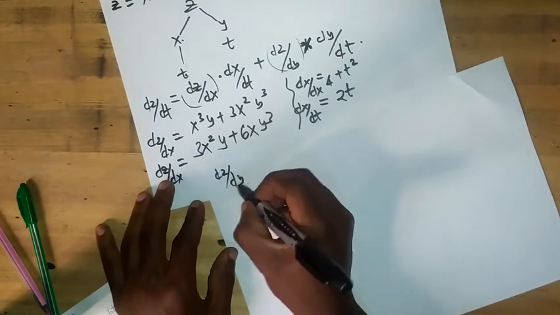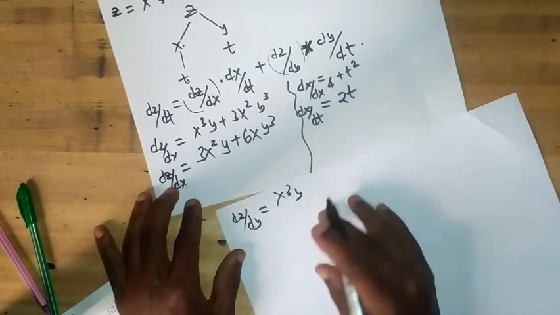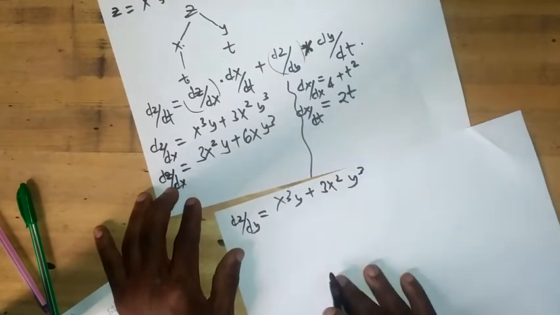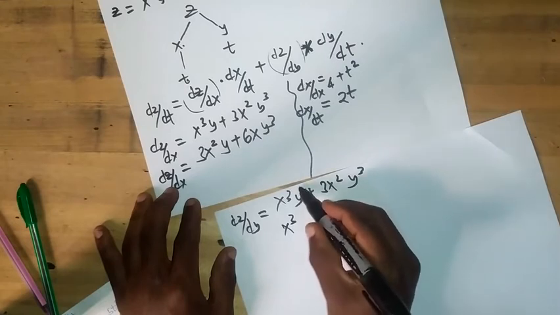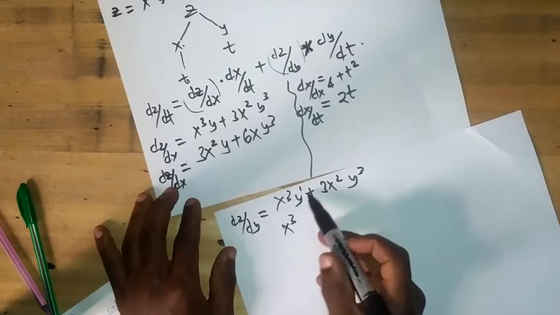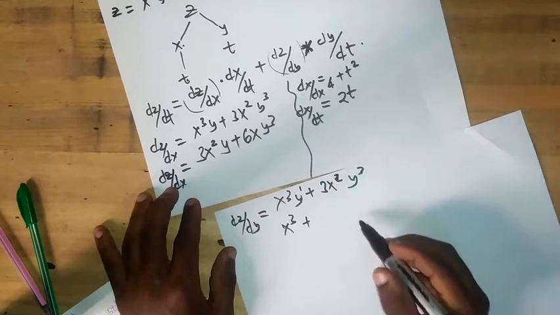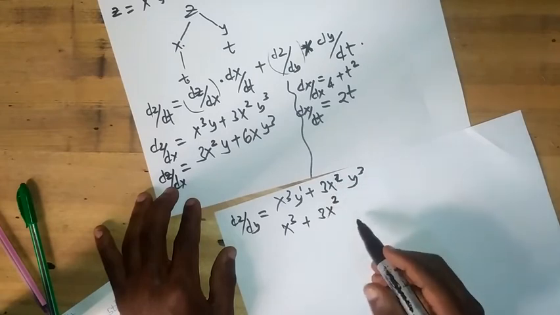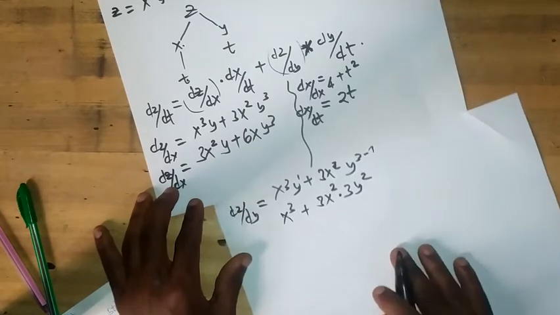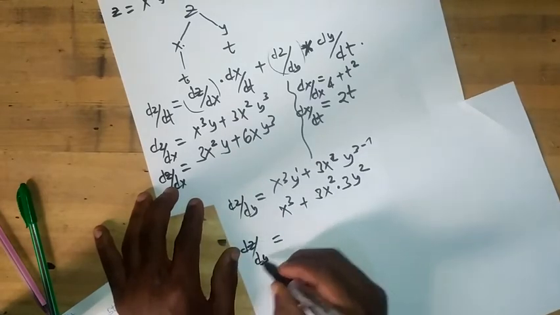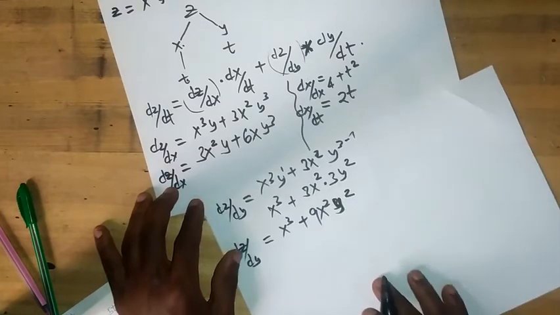So dz by dy will become, where z is our main function, x cubed y plus 3x squared y cubed, with respect to y. This time x is a constant, so we just write it down. The power of 1 will move to the front, this y will cancel out, so it will be just x cubed plus 3x squared, excuse my writing, this is a constant. What about this y cubed? 3 will come to the front, so multiply by 3y, and if we subtract 1 from the power, it remains 2. So our final dz/dy will become x cubed plus 9x squared y squared. This is dz/dy.